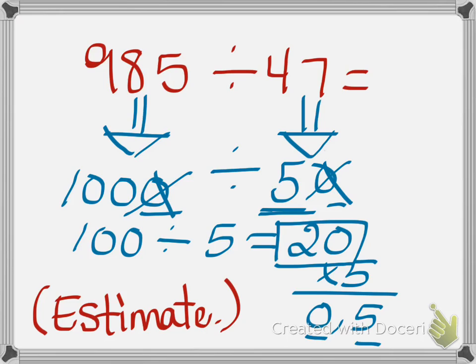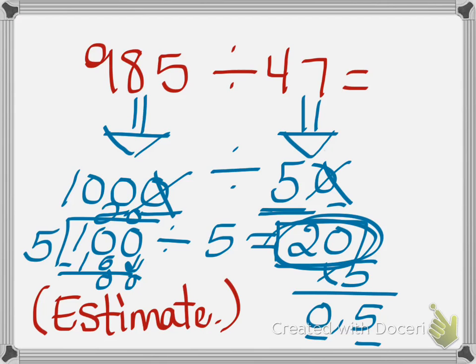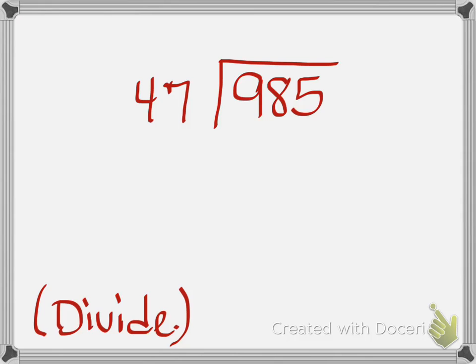20 times 5 is 100. If you didn't know that, you could just do some quick division and find the answer. That works too. But I already knew it was 20. Now I'm ready to divide. My answer is probably going to be close to 20. 20 is my estimate.